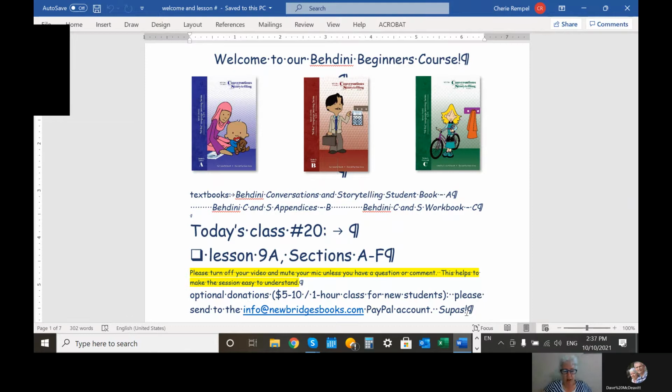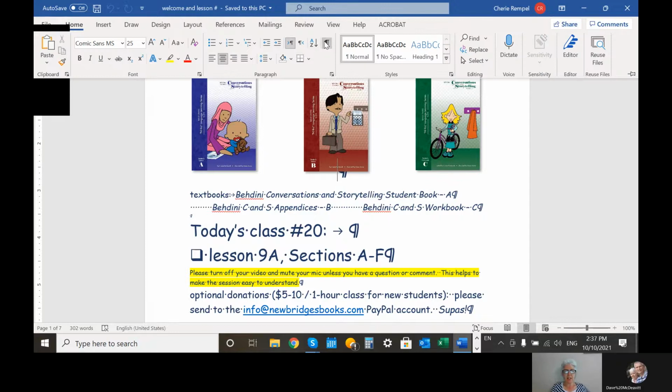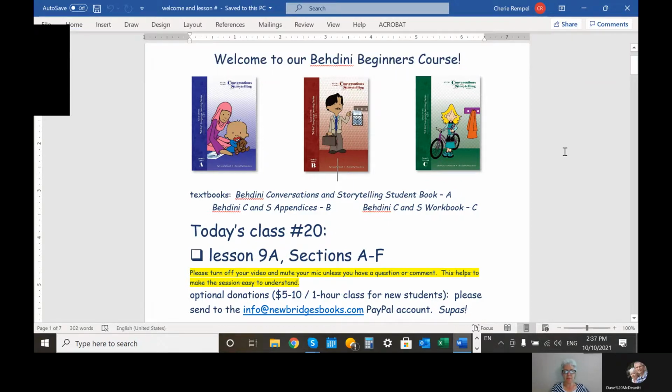Today's class is number 20, and we're working on lesson 9, sections A through F. This is the Behdini Conversations and Storytelling, Book A, and we use the appendices in Book B also. All right, so let's jump into that and see what that looks like.